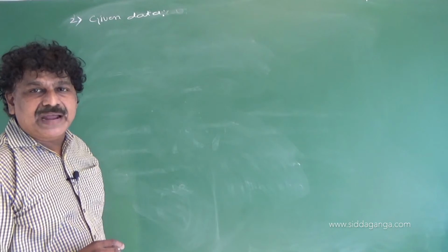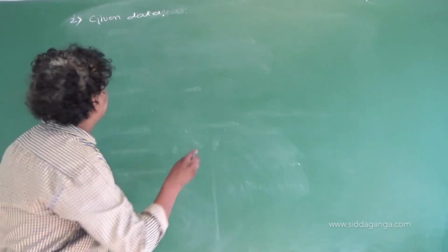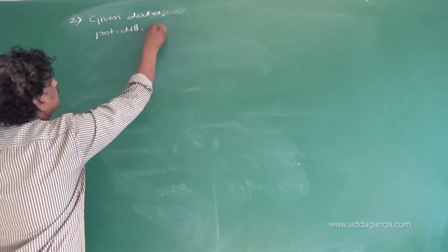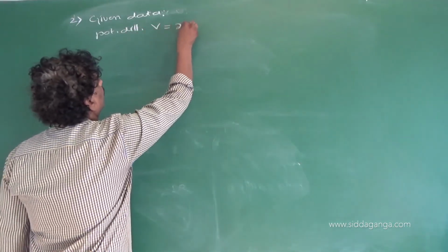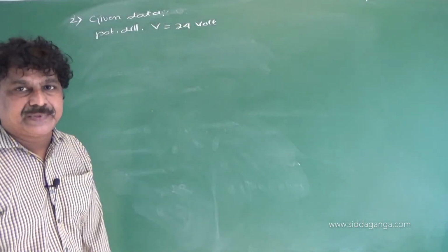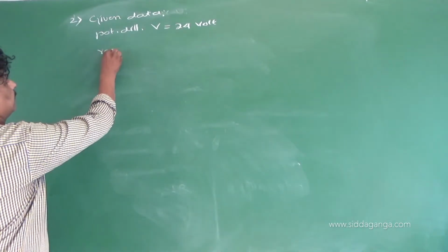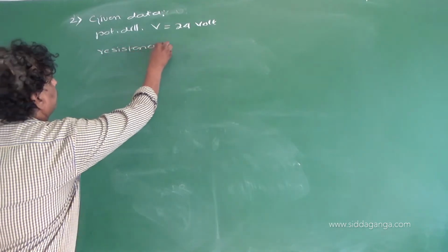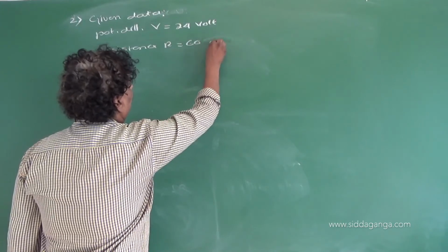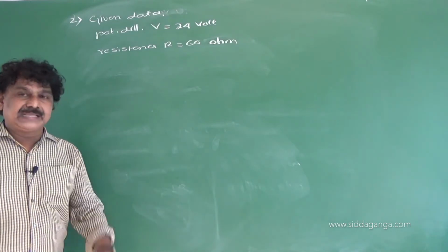What is the function of a battery? To provide potential difference between any 2 points in a circuit. Therefore, the given potential difference V is equal to 24 volt, and the resistance R is equal to 60 ohm. Now what we need to calculate is current.